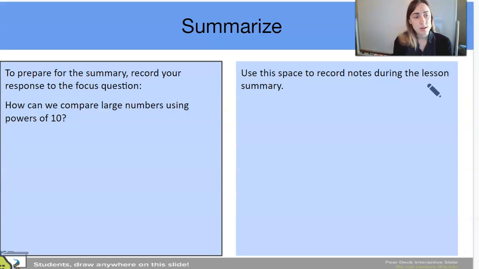So finally, for your summarize section on slide E, you're going to answer our big question, how can we compare large numbers using powers of 10? Bring together everything you thought about today, and make sure you're talking about what you learned from these experiences in your summary.